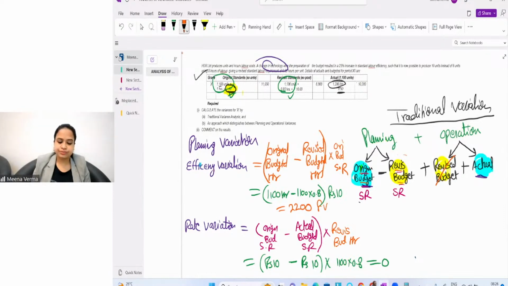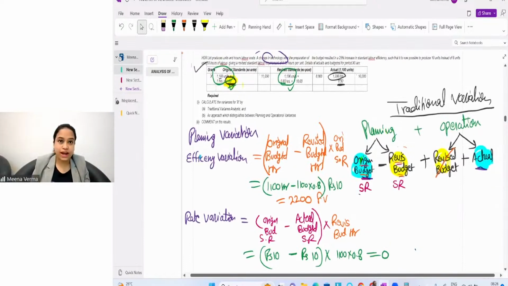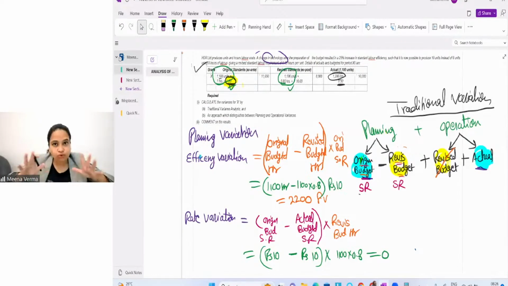All right. So you can see here what I can conclude, because they are asking you to comment also. I can conclude there is no fault in planning, because the rate variation is coming as 0. That means there is no fault in planning of the rate. And in case of efficiency, there is no fault in planning. Instead, it is an efficient variation. Okay? So management is going good here in case of planning variation of efficiency and rate variation.